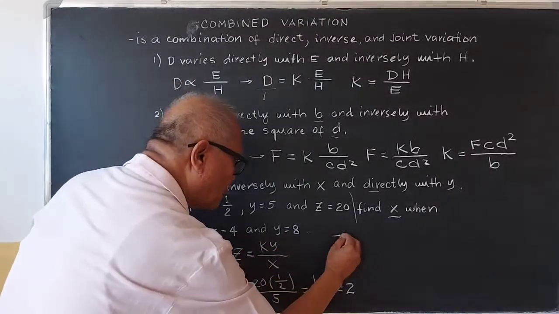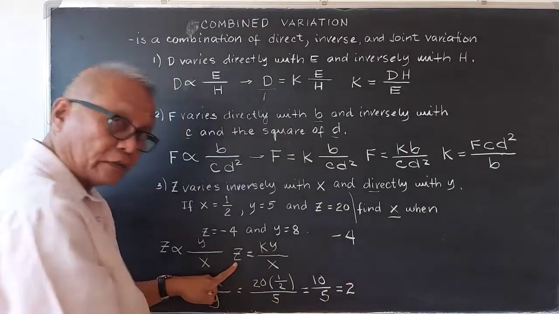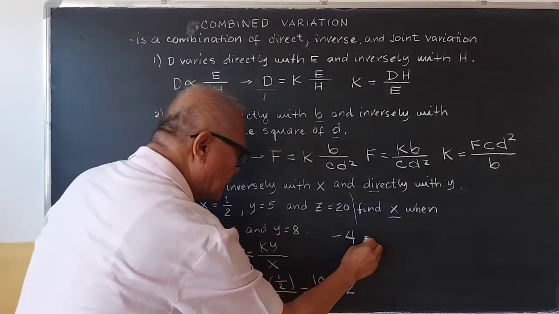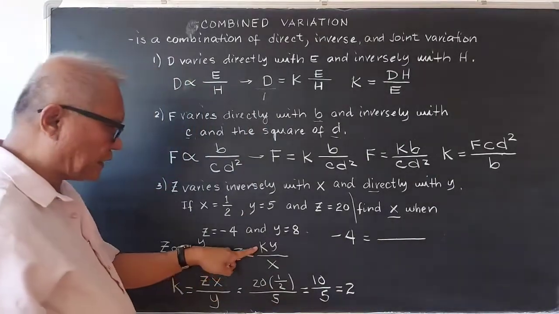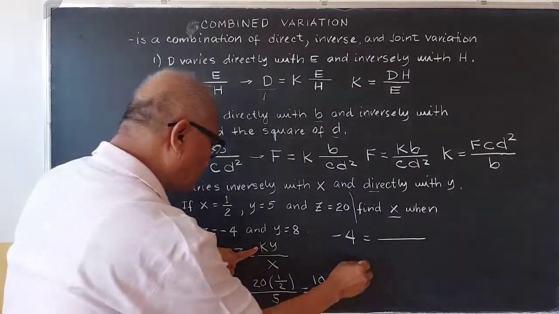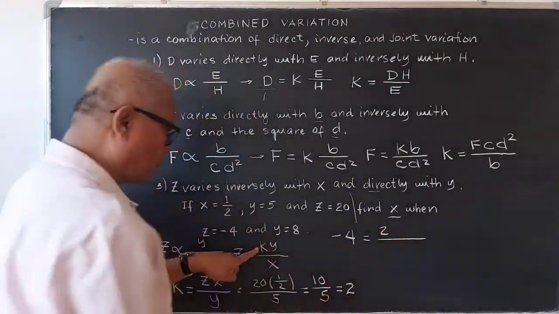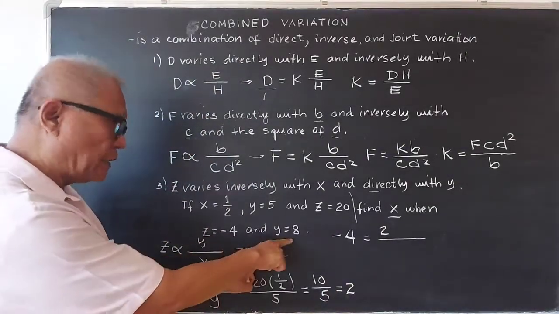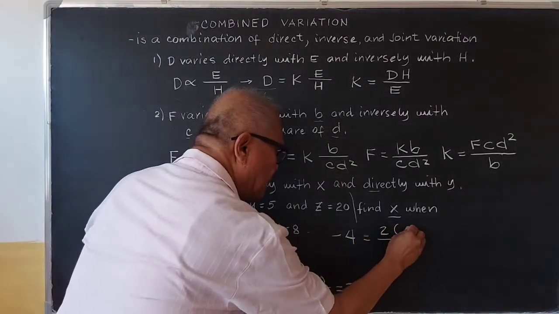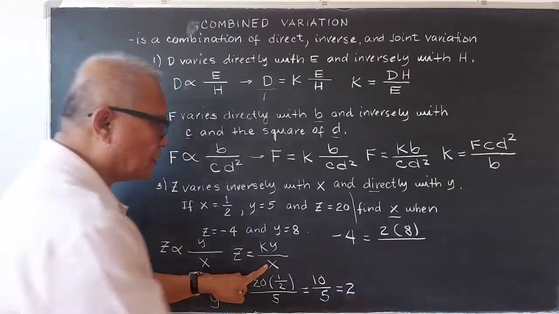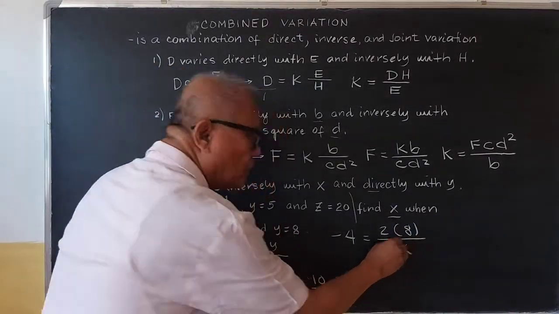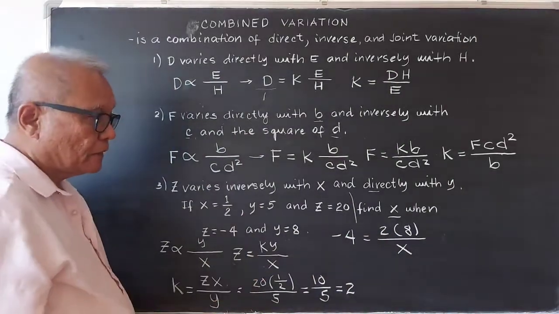So I'm going to put here -4 for the z. What is the k? K is equal to 2. So we have 2. What is the y here? It is 8 times 8 here. And then the x is here, and that's what we are going to solve for, x.